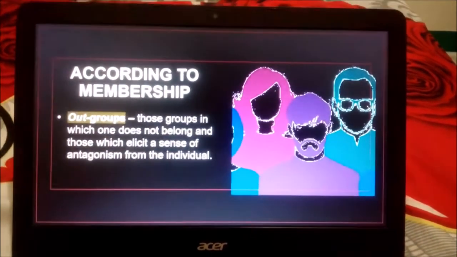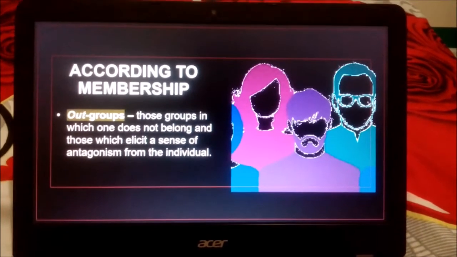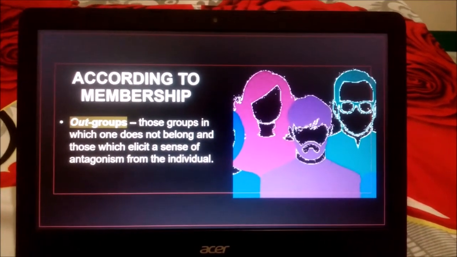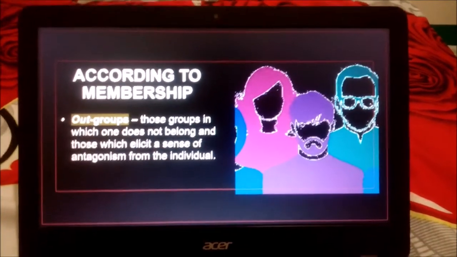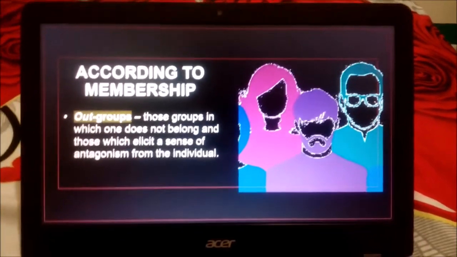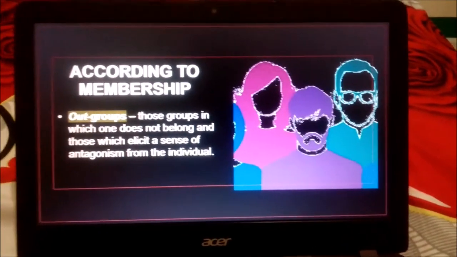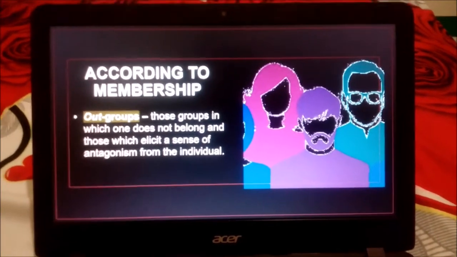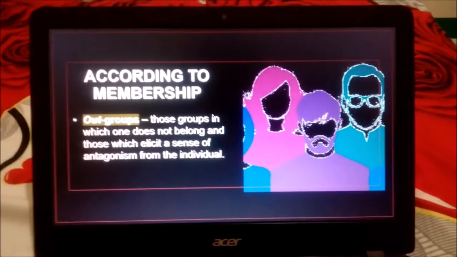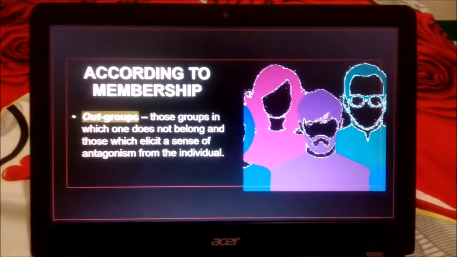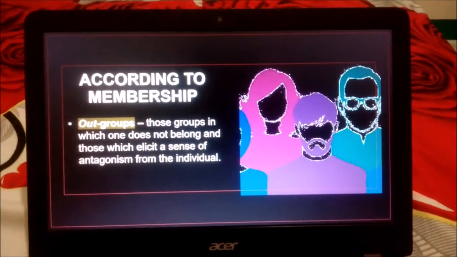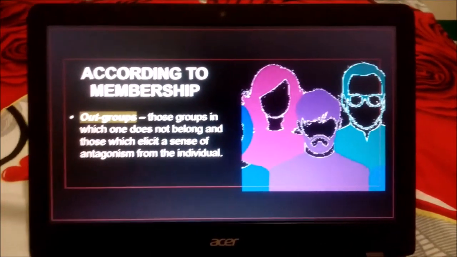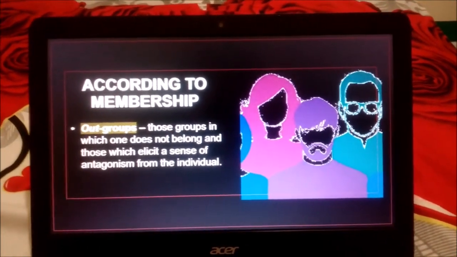The last one, we have, according to membership, out groups. From the word itself, out groups. Those groups in which one does not belong and those which elicit a sense of antagonism from the individual. Di ba? Antagonism, opposing, opposition, criticism. You are not in, you are being judged, you are being criticized. No, you are not welcome to be a member of that group. So that's the two types of group, according to influence and according to membership. So that's module number 5. It's a very maikli lang talaga siya.